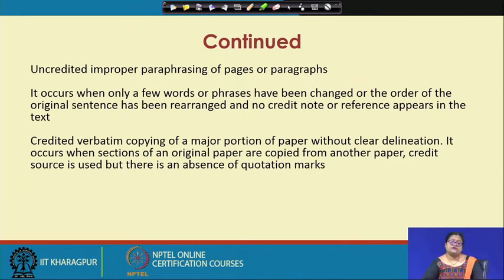Improper paraphrasing occurs when only a few words or phrases have been changed, or the order of the original sentences has been rearranged, and no credit or reference appears in the text. Credited verbatim copying of a major portion of a paper without clear delineation occurs when sections of an original paper are copied from another paper. The credit source is used, but there is an absence of quotation marks, so the original text and the new text get merged together and we are not able to find out which is the contribution of the present author and which is the contribution of the earlier author who has been referred.